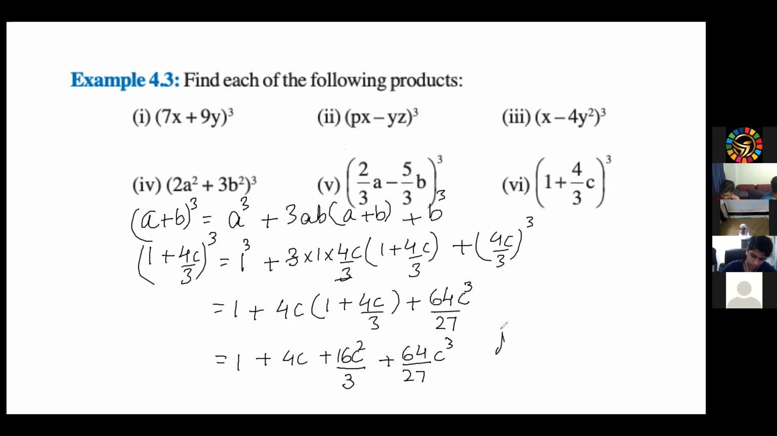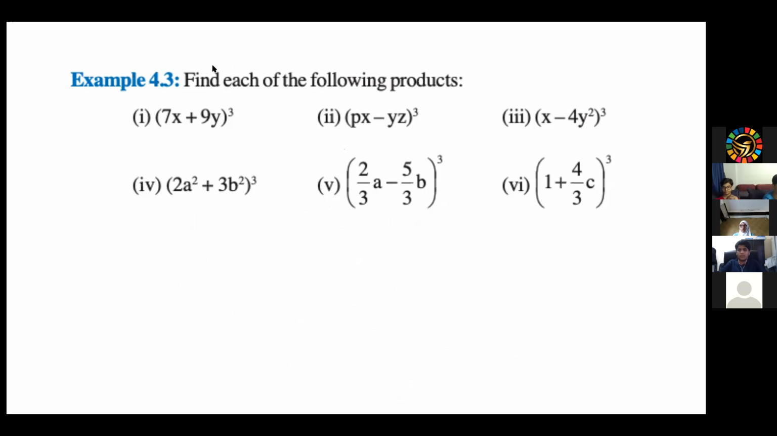Okay, good, Ahmad. So this is your answer for the last question. Is it clear how we apply the formula? Just similar to your whole square formula, we are applying the whole cube formula. So this we have done.